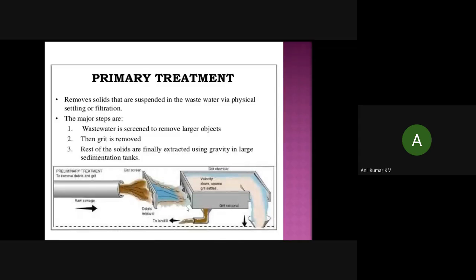Primary treatment, schematic representation. Preliminary treatment removes debris, grit and other impurities, then the water is subjected to bar screens which hold the suspended and floating particles, then subjected to the grit chamber. In this grit chamber, silt and grit can be removed.